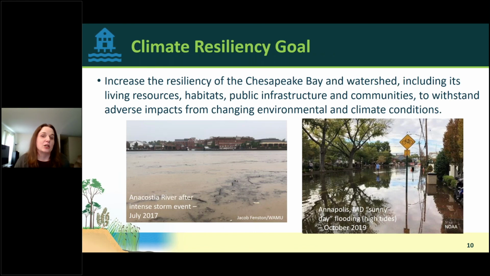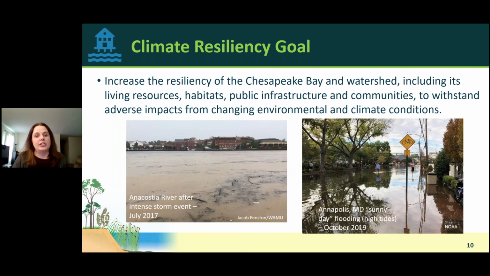Now, I'm the Climate Resiliency Coordinator with the Chesapeake Bay Program Partnership. There are many different work groups within the Chesapeake Bay Program, and we're all tasked with trying to meet the goals and outcomes under the Chesapeake Watershed Agreement. The climate resiliency goal involves increasing the resiliency of the Chesapeake Bay and watershed, including its living resources, habitats, public infrastructure, and communities to withstand adverse impacts from changing environmental and climate conditions.